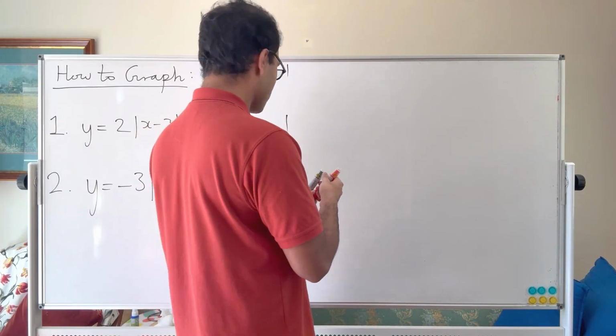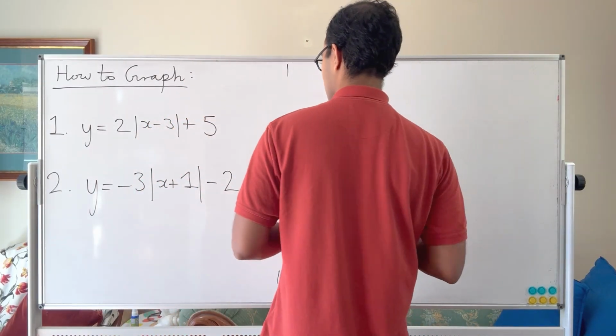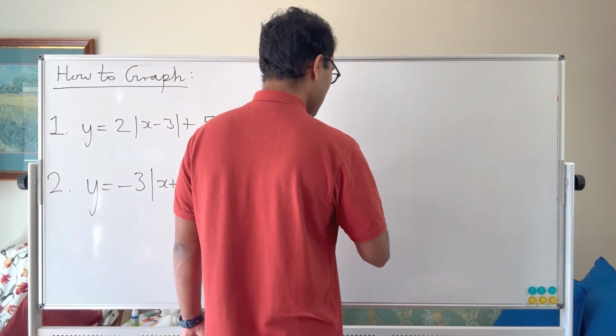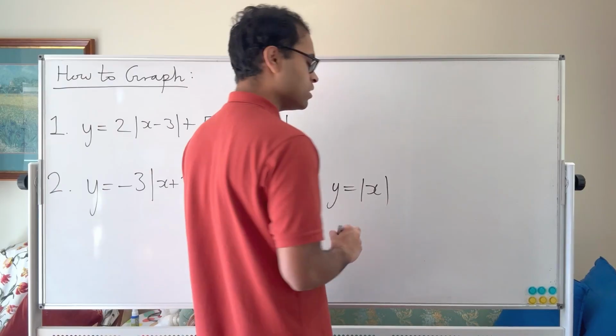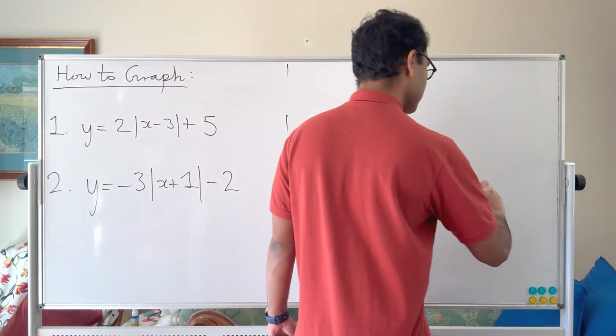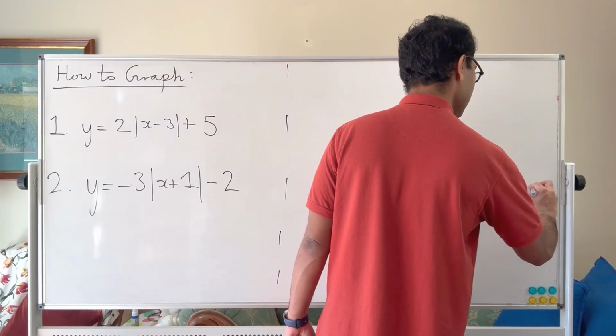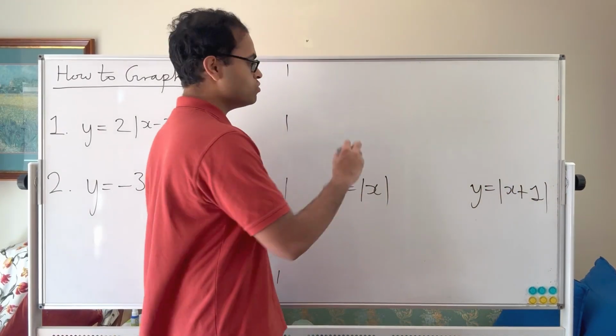So let's now get to graphing minus 3 absolute value of x plus 1 minus 2. So you're going to go through the steps again pretty carefully, but here we're just going to think about the first step, where we have y equals absolute value of x and y equals absolute value of x plus 1, and we want to understand how these two graphs shift.